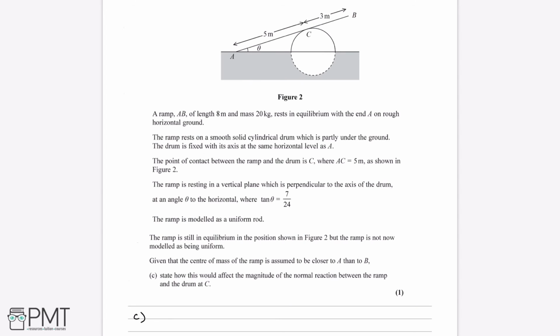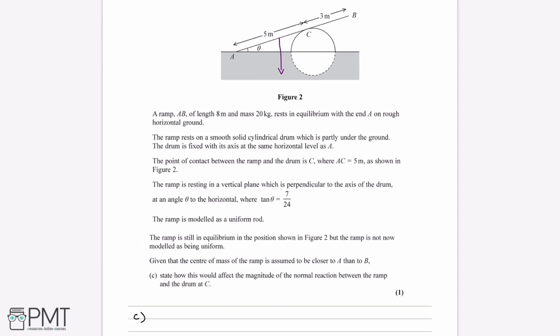So first of all, if we're told that the centre of mass is assumed to be closer to A than B, if we were to draw that on the diagram, it would look something like here, for example. It could be any place less than where it previously was, which was 4 metres along. So if this was where it used to be, and we've now moved it closer to A than it is to B, then this is now where the centre of mass acts.